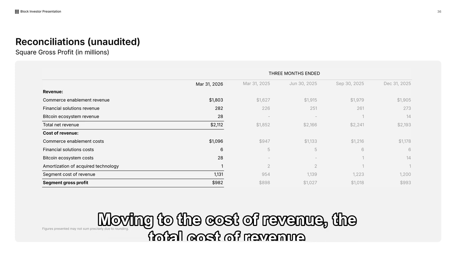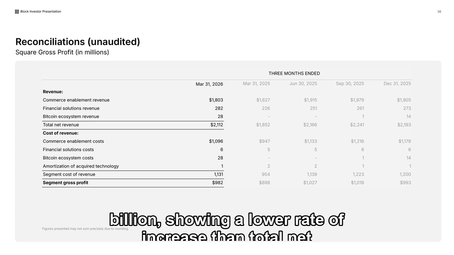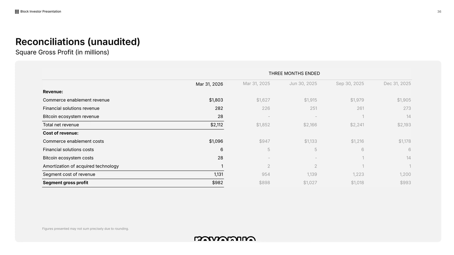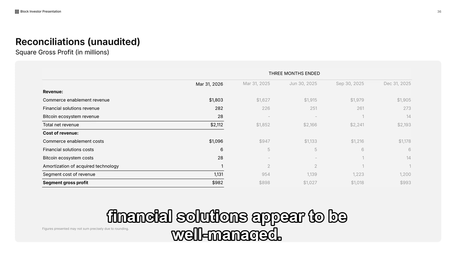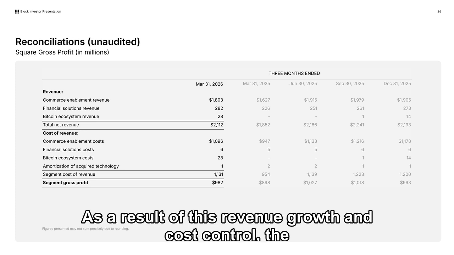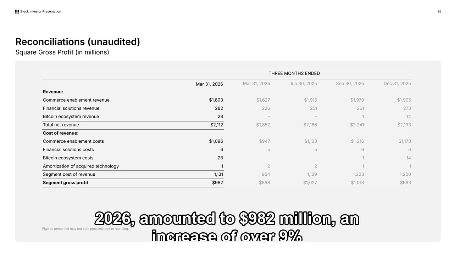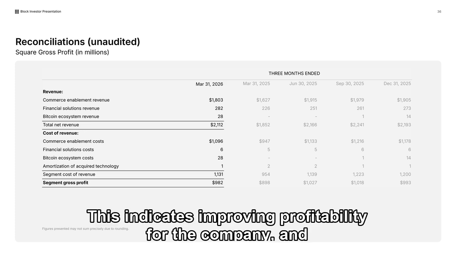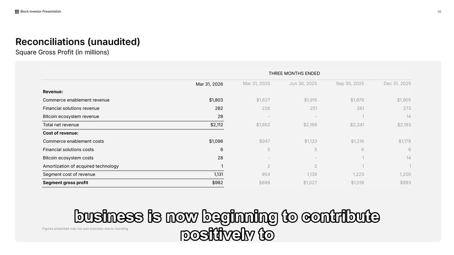Moving to the cost of revenue, the total cost of revenue for the 3 months ended March 31, 2026, was $1.131 billion, showing a lower rate of increase than total net revenue. Notably, costs associated with commerce enablement and financial solutions appear to be well managed. As a result of this revenue growth and cost control, the segment gross profit for the 3 months ended March 31, 2026, amounted to $982 million, an increase of over 9% year-over-year. This indicates improving profitability for the company, and it's particularly noteworthy that the Bitcoin-related business is now beginning to contribute positively to earnings.